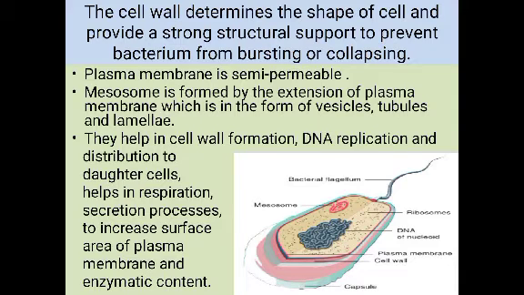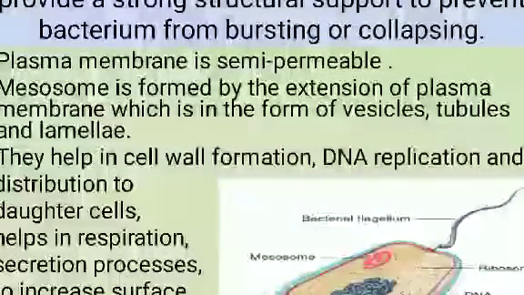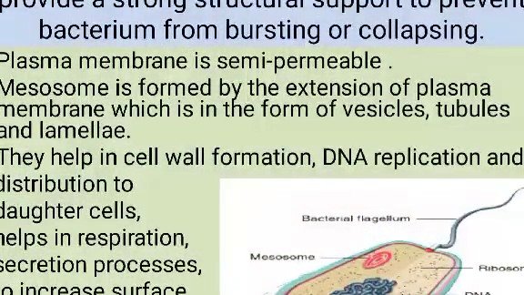But here the cell wall will prevent the bacterial cell from bursting or collapsing. Now, when we look at the plasma membrane, it is semi-permeable, or we can say selectively permeable. What is meant by semi-permeable? It can allow only certain materials to pass in or out. So it is said to be a selectively permeable membrane, and the plasma membrane is selectively permeable in nature.